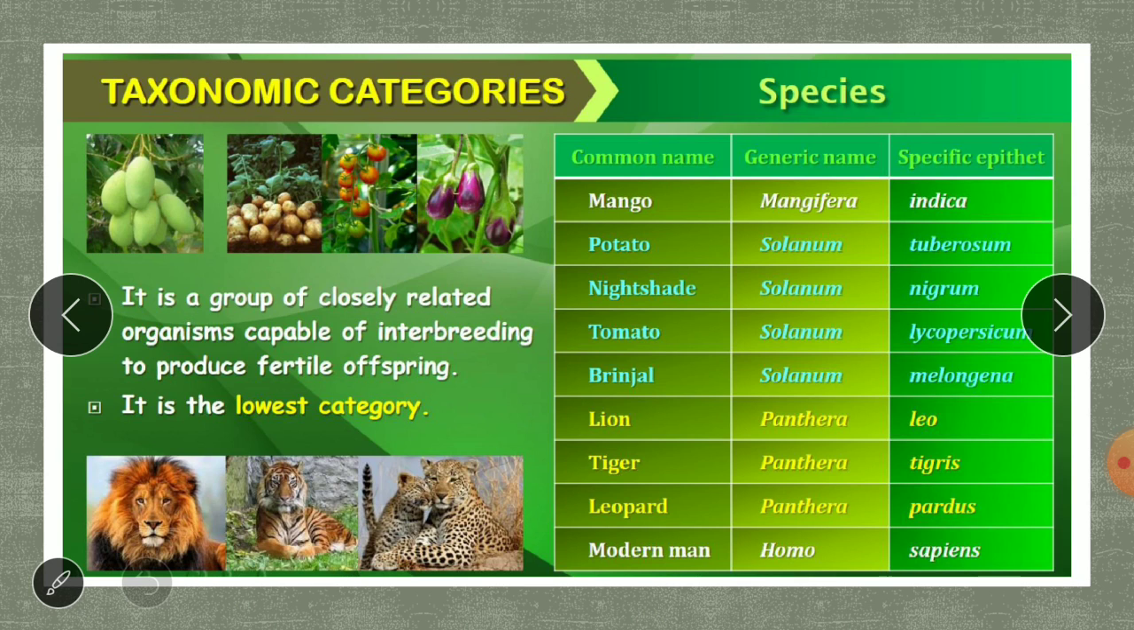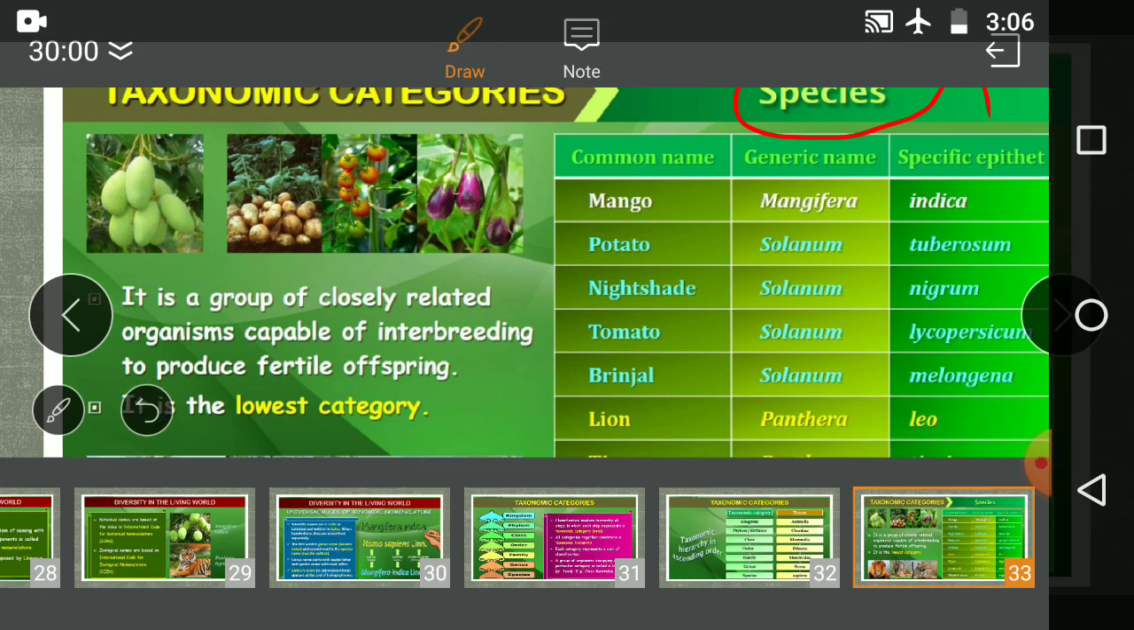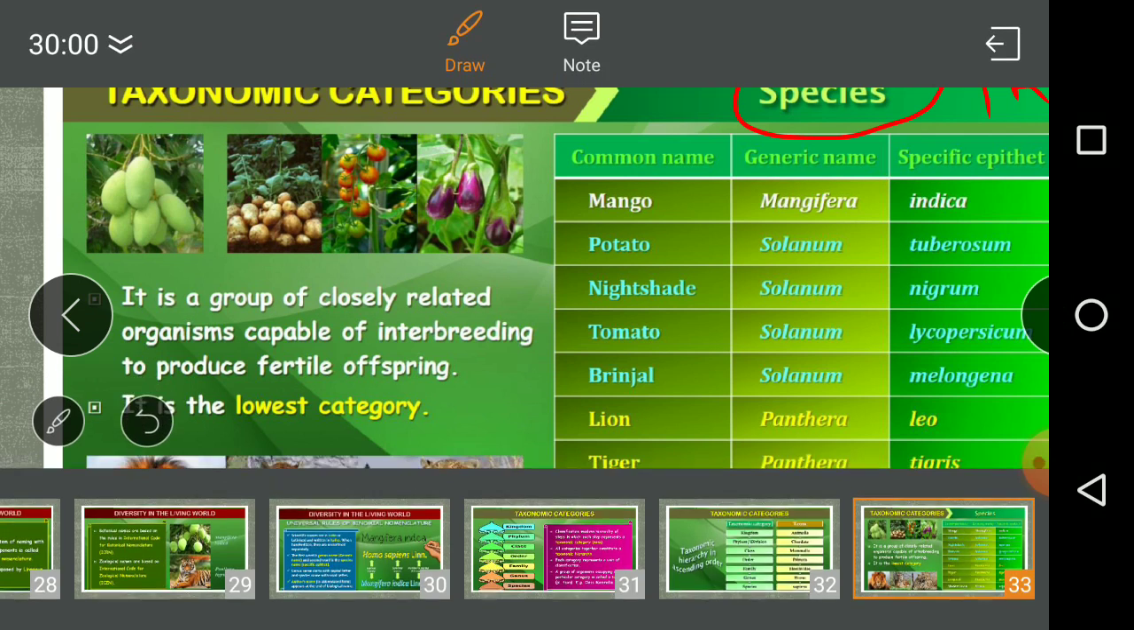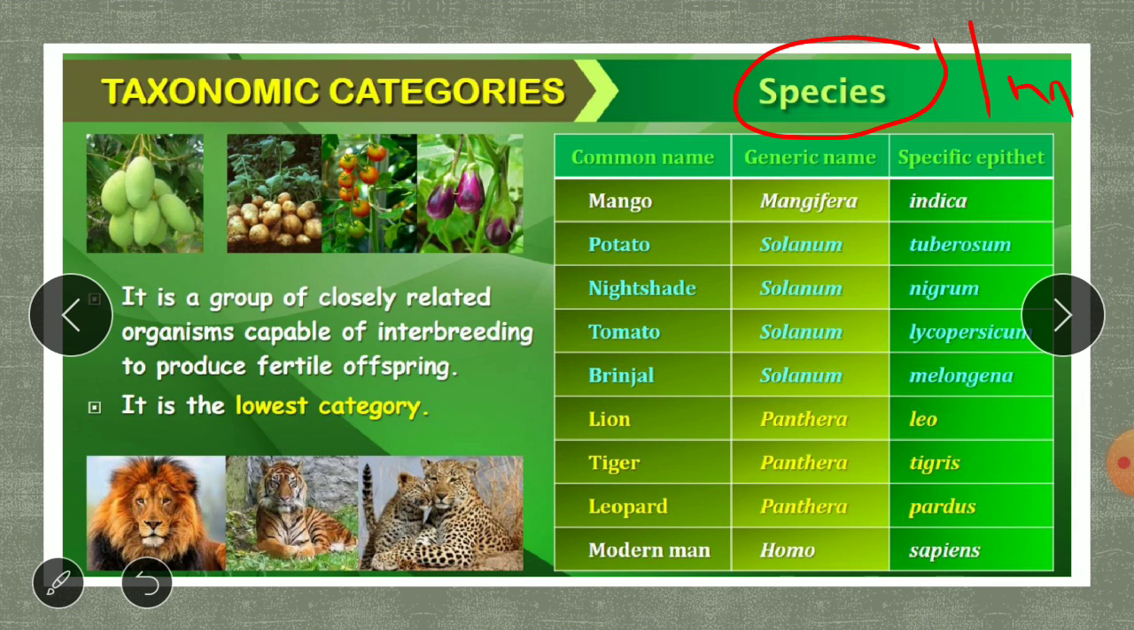Herein, we can see the first category is going to be the species. First taxa, you can call it. So here, species. The definition of species is going to be important for 1 mark. So here we can see what you mean by species. Species is going to be a group of closely related organisms capable of interbreeding to produce fertile offsprings.